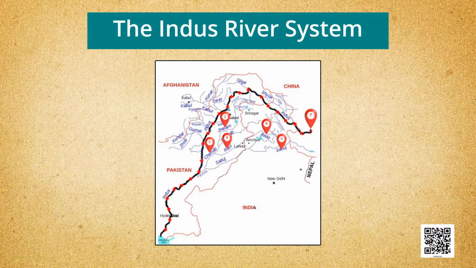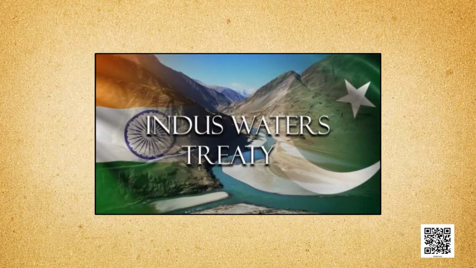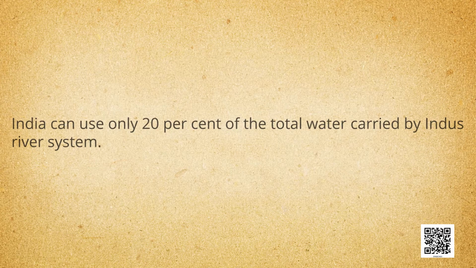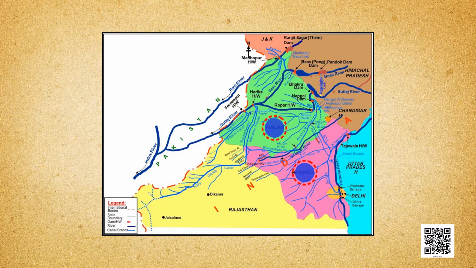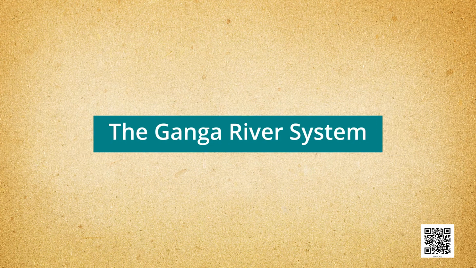The Indus plain has a very gentle slope. With a total length of 2,900 kilometers, the Indus is one of the longest rivers of the world. A little over one third of the Indus basin is located in India, in the states of Jammu and Kashmir. Now, according to the regulations of the Indus Water Treaty 1960, India can use only 20% of the total water carried by the Indus River system. The water is used for irrigation in Punjab, Haryana and the southern and western part of Rajasthan. Now, from the Indus, we move to the Ganga river system.